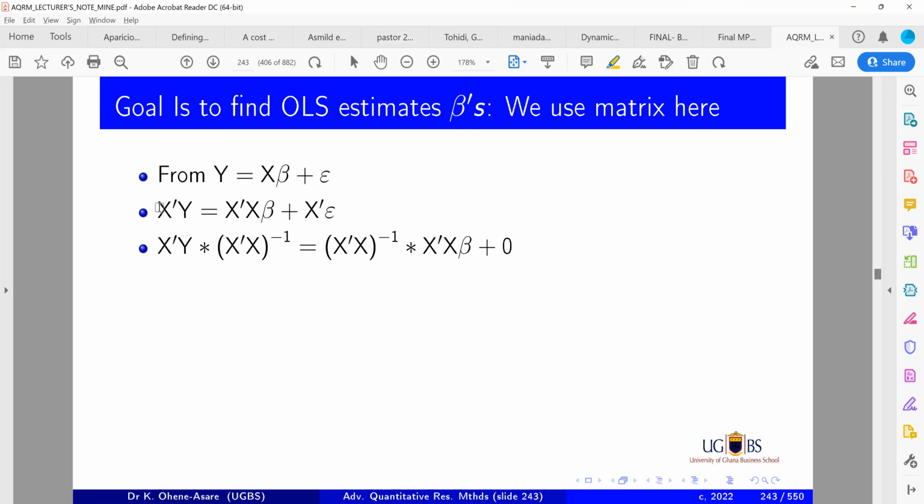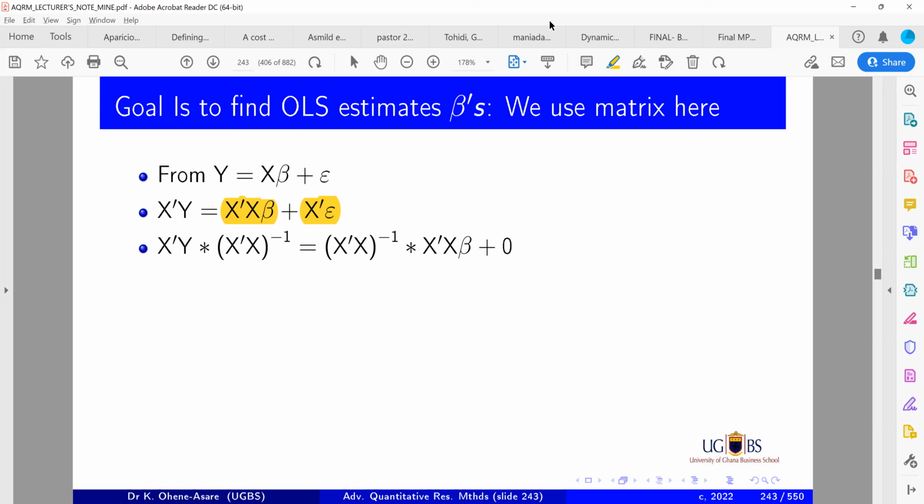So look at the first one, X prime Y. I multiply this X prime Y by X prime X to the power -1. And that means that this second one too, I'll multiply it by X prime X to the power -1. Then this one, I'll multiply it by X prime X to the power -1. But something will happen with the last one. The last one. It is X prime X.